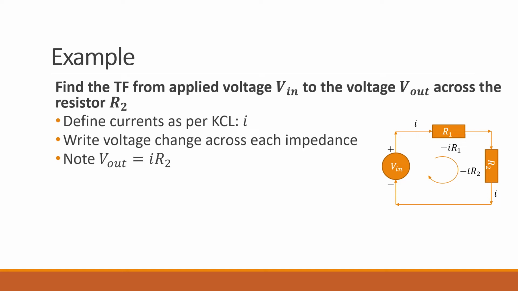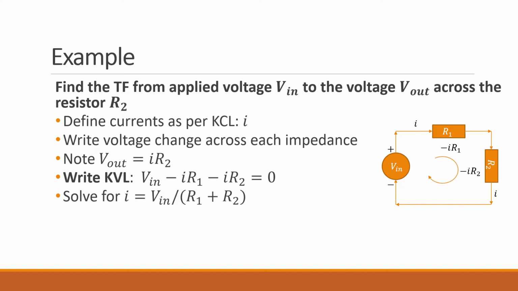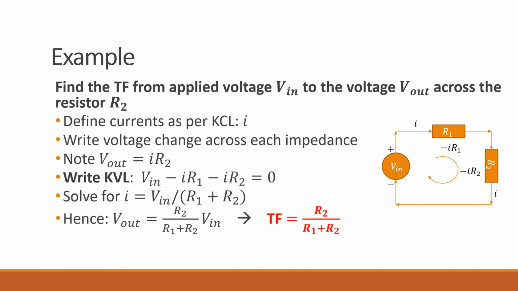Also note that Vout, the output voltage, is I times R2. Next step is to write the KVL, and we can say the sum of voltage changes adds up to 0. So Vin minus IR1 minus IR2 is equal to 0. Now we can solve for I. And after solving for I, we can plug into the Vout equal to IR2 relation to get that Vout is equal to a constant factor times Vin. This constant factor is R2 divided by R1 plus R2, and it is the transfer function from Vin to Vout.